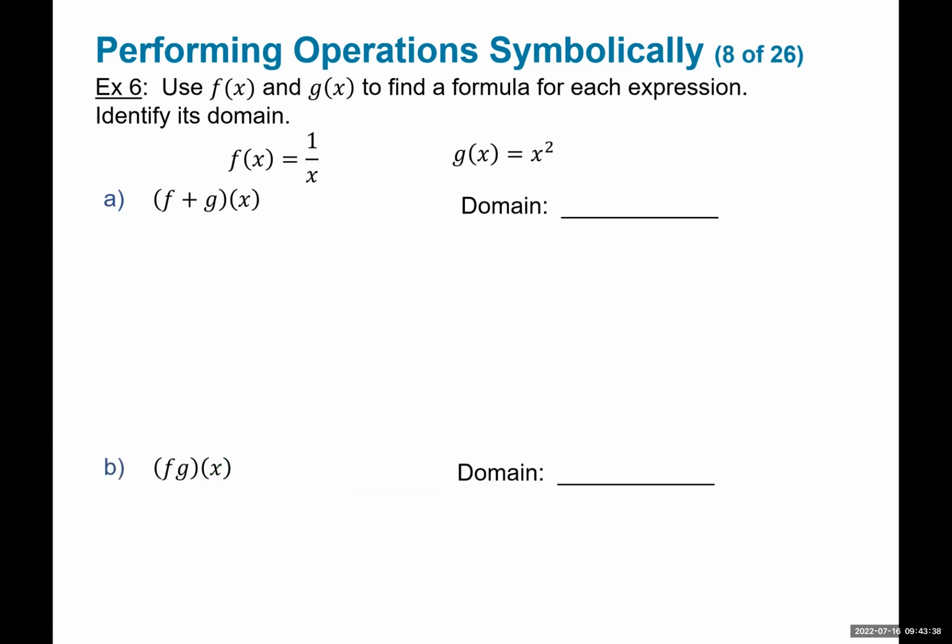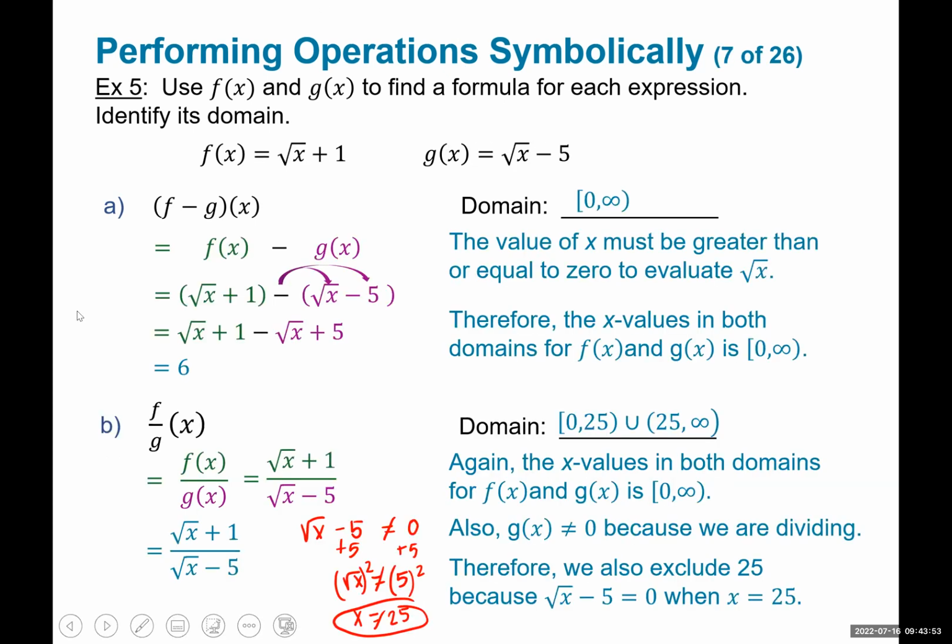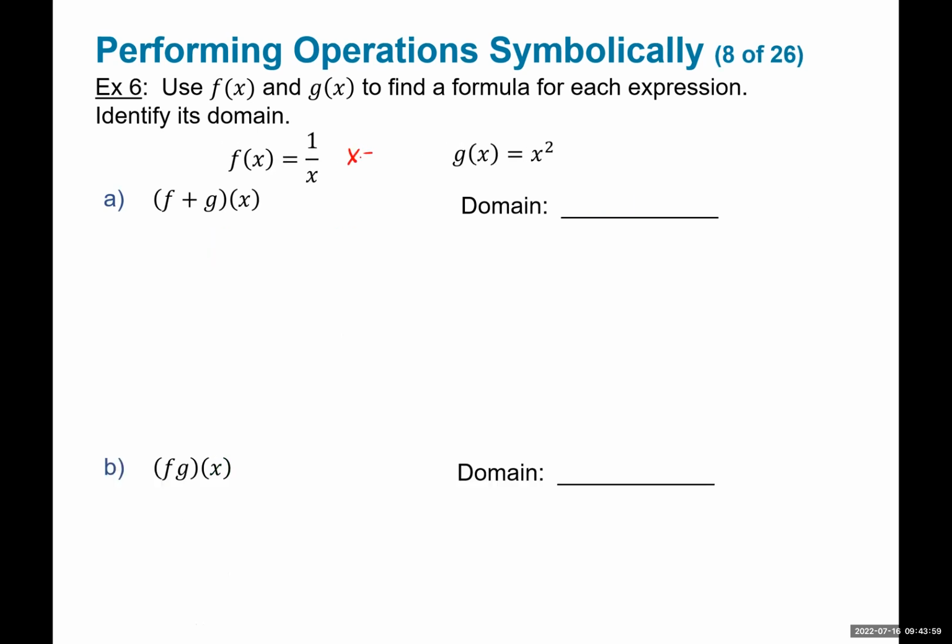All right, use f of x and g of x to find a formula for each expression identified as domain. Same exact thing. In this first one, when we look at the domain here, x can never be 0 because x is the denominator. So that's one of our restrictions. G of x equals x squared. Well, that's all real numbers. So when we put these together for the domain, we're basically saying that the domain is all real numbers except 0, because you have to consider both of them.